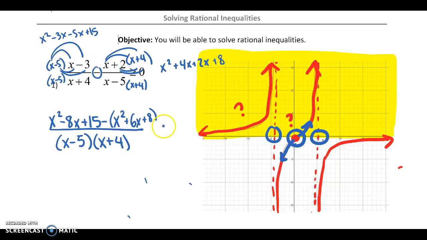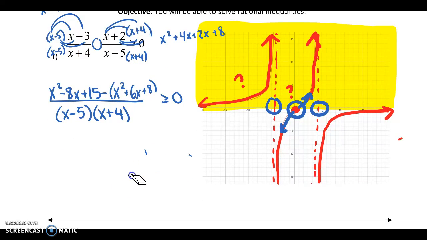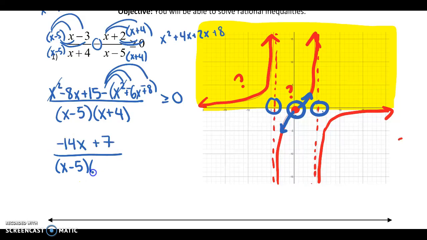Now I need to simplify this up here, so I'm going to combine my like terms, and don't forget to distribute the negative because it's all being subtracted, that whole fraction. So I get x squared minus x squared. Oh, nice, those cancel out. I have minus 8x minus 6x plus 15 minus 8. So minus 8x minus 6x, a negative and a negative, gives me minus 14x. 15 minus 8 gives me positive 7. And now I have 1 fraction that I can look at.